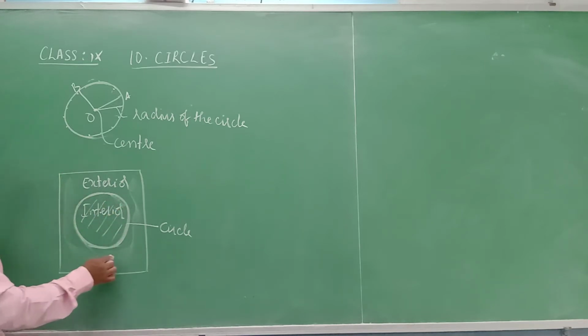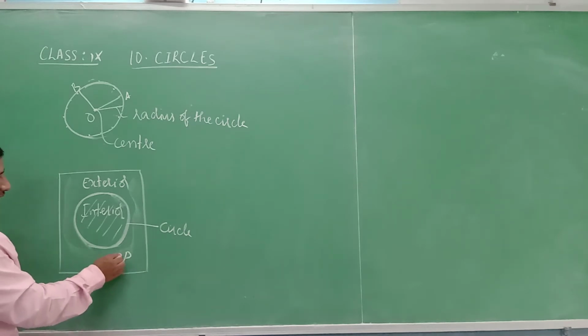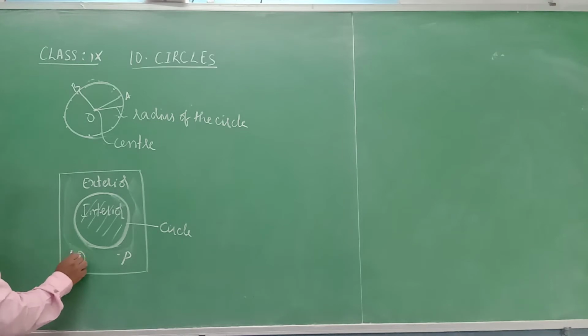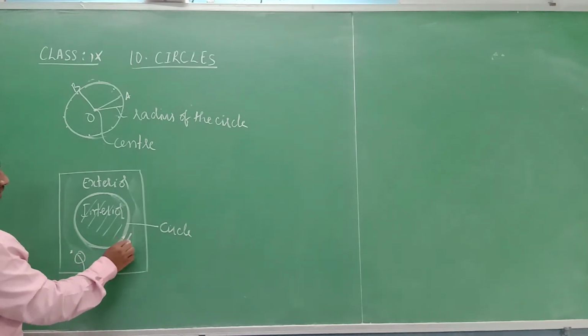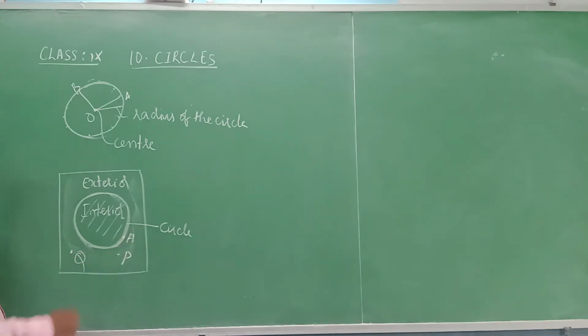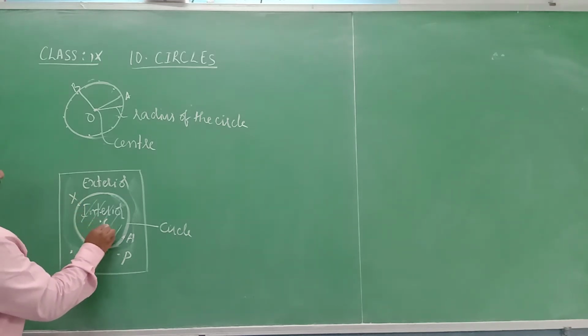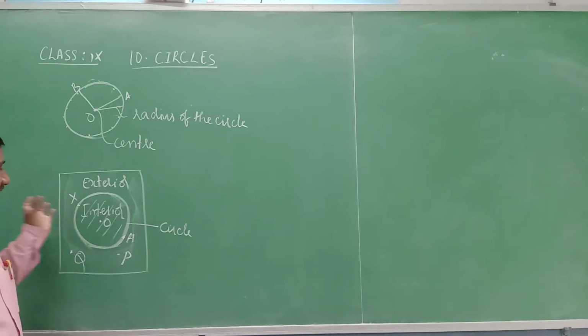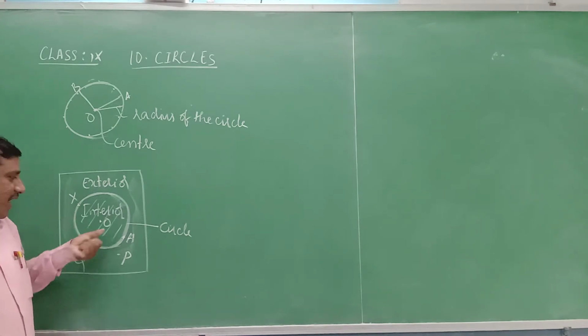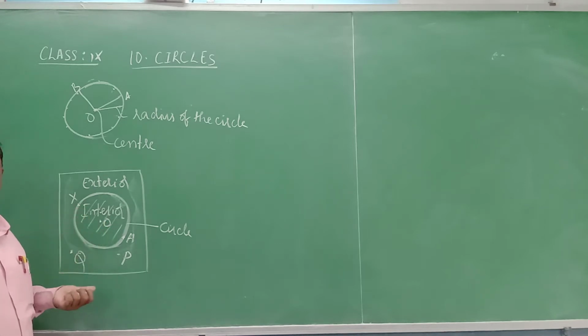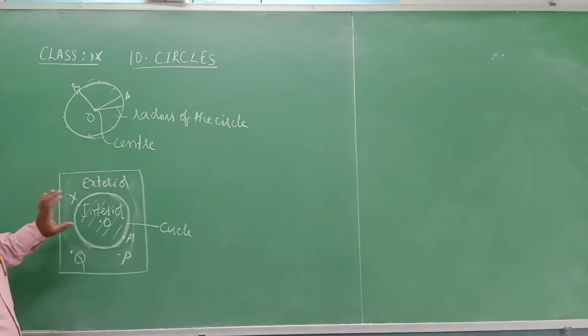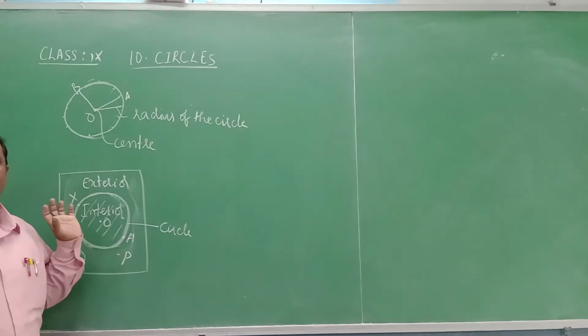Take for example point B. Where is point B? It is outside the circle. Point Q is outside the circle. Point A is on the circle. Point X is on the circle. Point O is inside the circle, that is the interior. Where does the center lie? It lies in the interior part of the circle. Now this is about the radius and center of the circle.